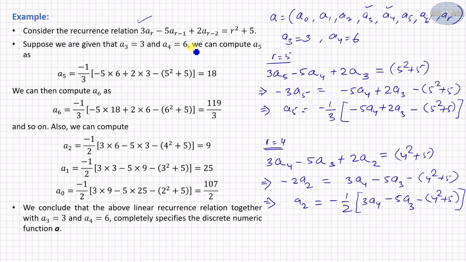So in other words, we can say that for the recurrence relation with some boundary condition, we can find the solution of this recurrence relation, and the solution is nothing but the discrete numeric function. Okay, so this much for today.